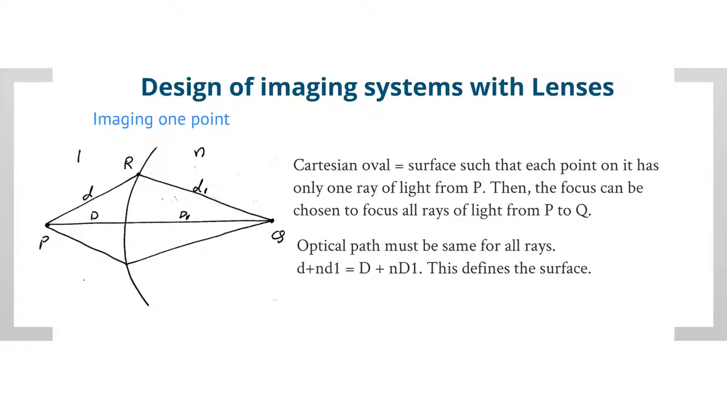In other words, I want to be able to take any ray that comes here, but shape this such that it bends to the same point. That's what we'll come to in the next slide. But before we do that, that's the whole idea of what's called the Cartesian oval. It's a surface such that each point on it has only one ray of light from P.